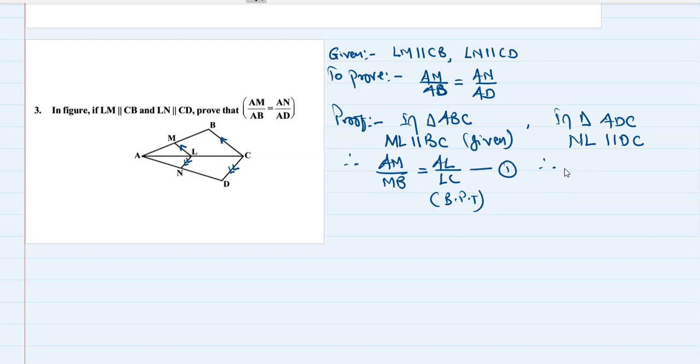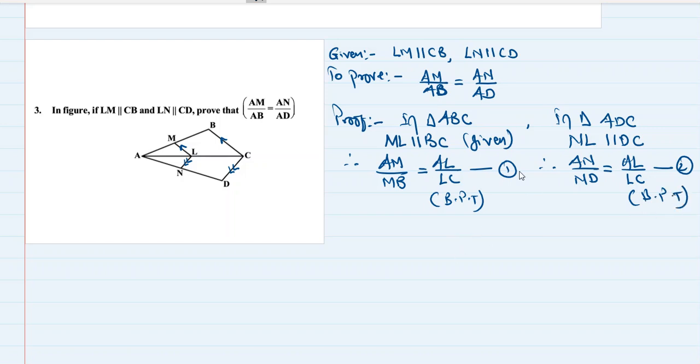Now if your teacher tells you to write the full thing, again I'm telling you, please do that. You have to write basic proportionality theorem. If it is the case according to the teacher, please do that. Follow the instructions for this trivial matter from your school. Please do not argue over there. Okay. NL parallel to DC, so we are getting AN upon ND is equal to AL upon LC. This is equation 2, and this is by basic proportionality theorem.